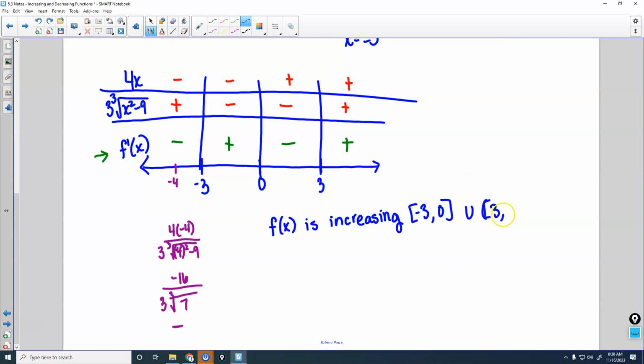3 to infinity, because you must always have a because, and your reason always has to be calculus. So that means you need to be answering with a derivative here. So you're going to say f prime of x is greater than or equal to 0 on those intervals.